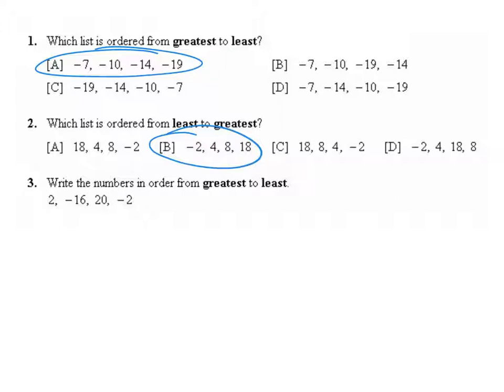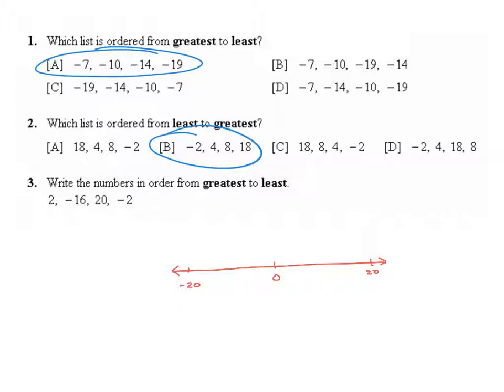And question 3 says write the numbers in order from greatest to least, in descending order. Again, here's a number line. I've got some positives and some negatives, so I'm going to put a 0 right in the middle. Give myself some benchmarks: +20, and let's go to -20. And now I can go ahead and plot my numbers.